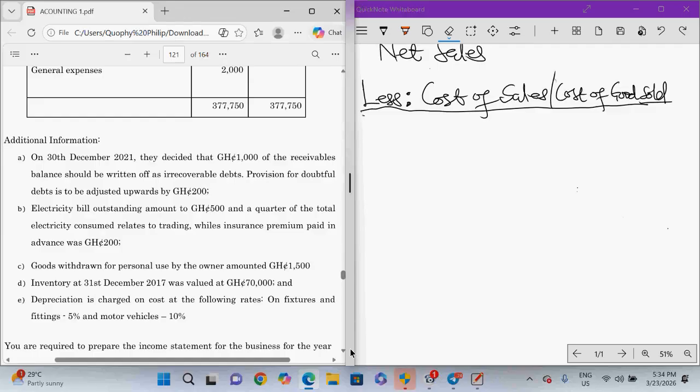Electricity bill outstanding amount to 500 cedis and a quarter of the total electricity consumed relate to trading, whilst insurance premium paid in advance was 200 cedis. You see, this is similar to what I was saying. Electricity bill, is it not an expense? Yes.